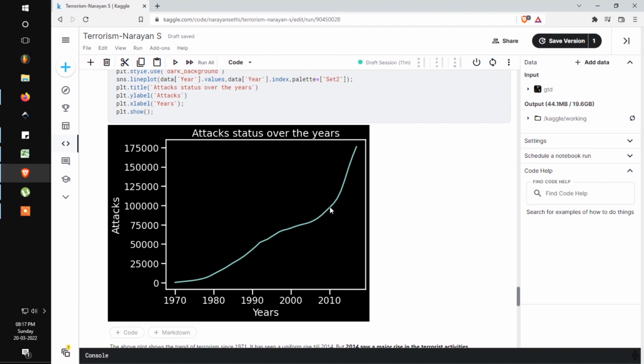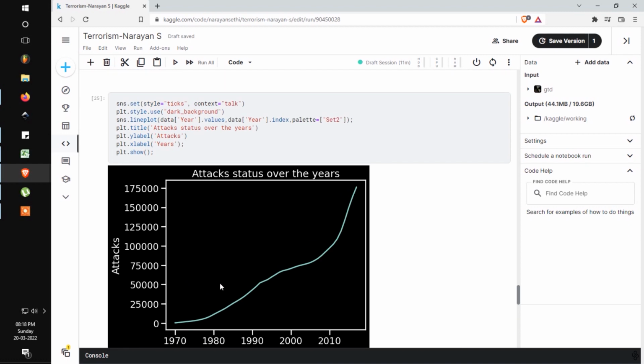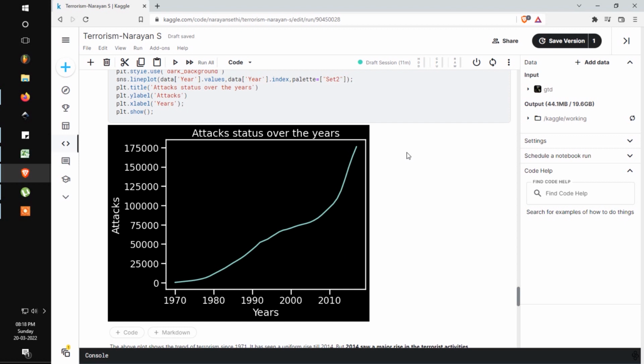Next up, I discuss the attack status over the years. As we can see, the attacks are uniformly rising till 2014, and after 2014 there's a sudden tremendous rise in the attacks by terrorist organizations. In 2014, as we have discussed, also saw the highest number of attacks in any year.